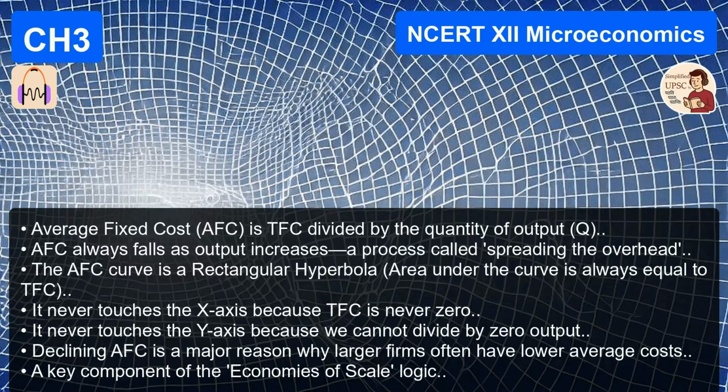But they interact in a very specific way, don't they? There's a geometric relationship that the text highlights, and I know for a fact that examiners love to test this intersection. Yes, the relationship between average and marginal is a mathematical certainty. It's not an opinion, it's just math. Okay. So think of it this way. When marginal is greater than average, so MP is above AP, the average is rising. And when marginal is less than average, the average is falling.